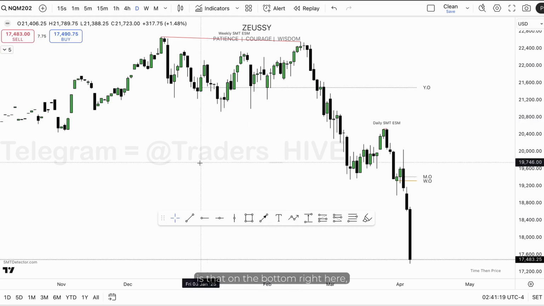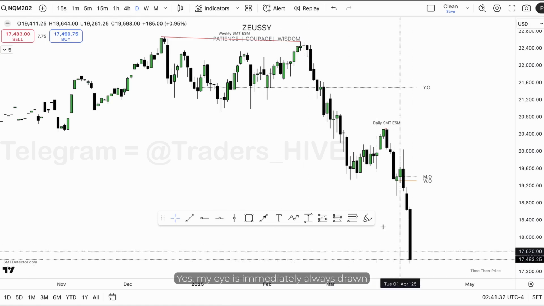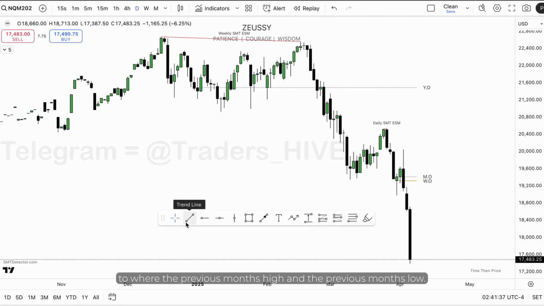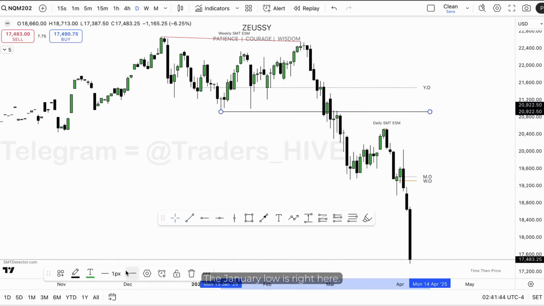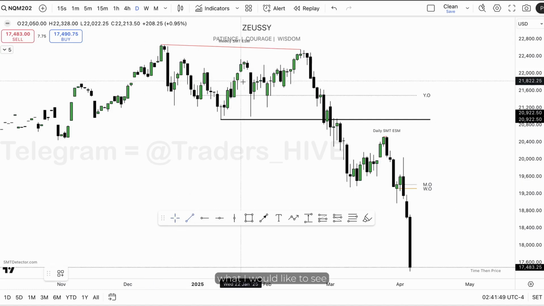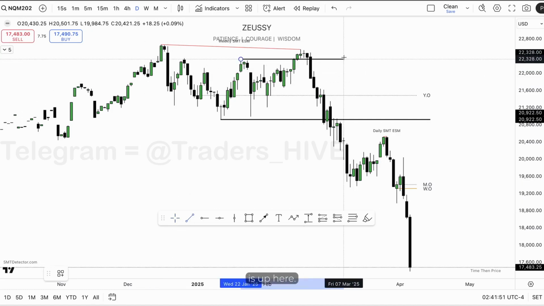what I would like you to see is that on the bottom right here, we see time. What this represents is basically the months, because in front of you, you have a daily chart, and you can see that we have January, February, March, April. Yes? My eye is immediately always drawn to where the previous month's high and the previous month's low are. I'm just going to show you where the January low is. The January low is right here, and when we pay attention to where the January high is, what I would like to see is that the January high is up here.